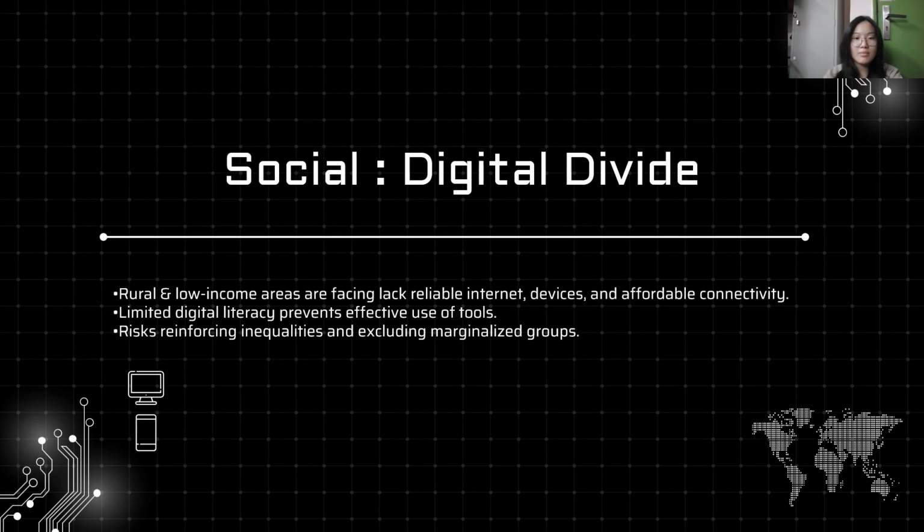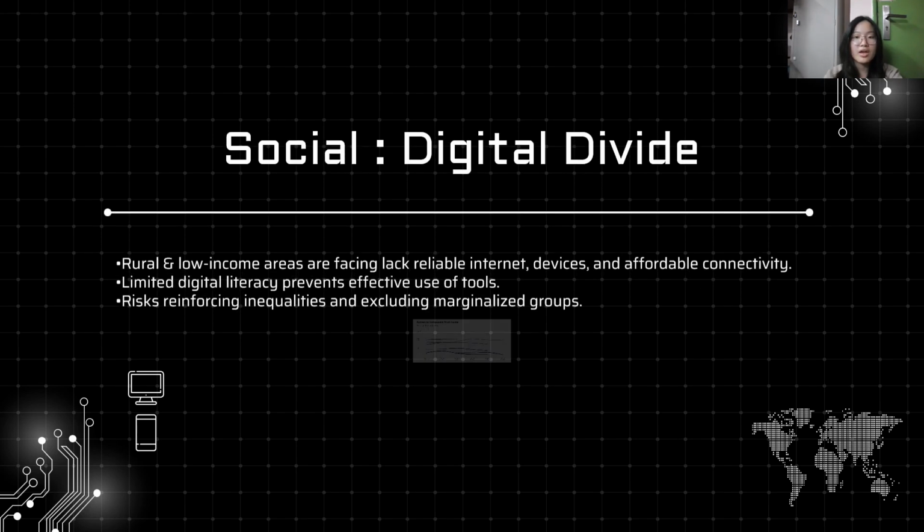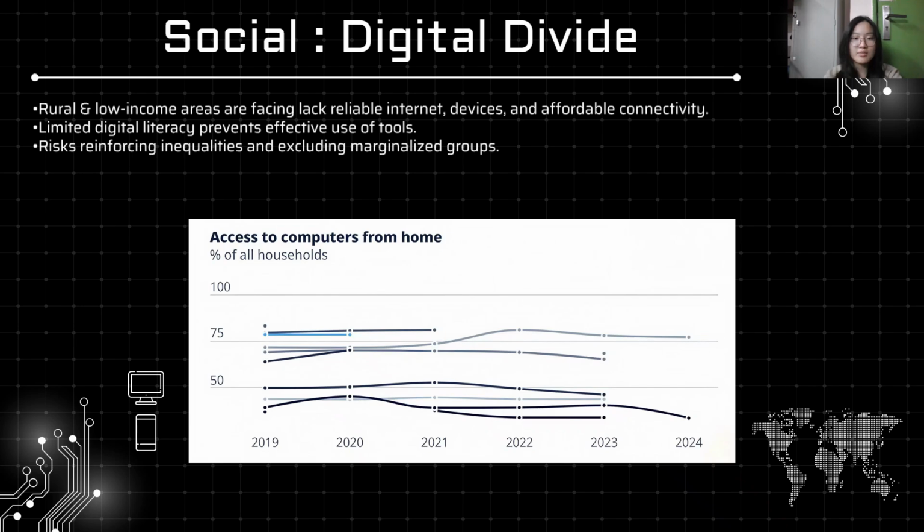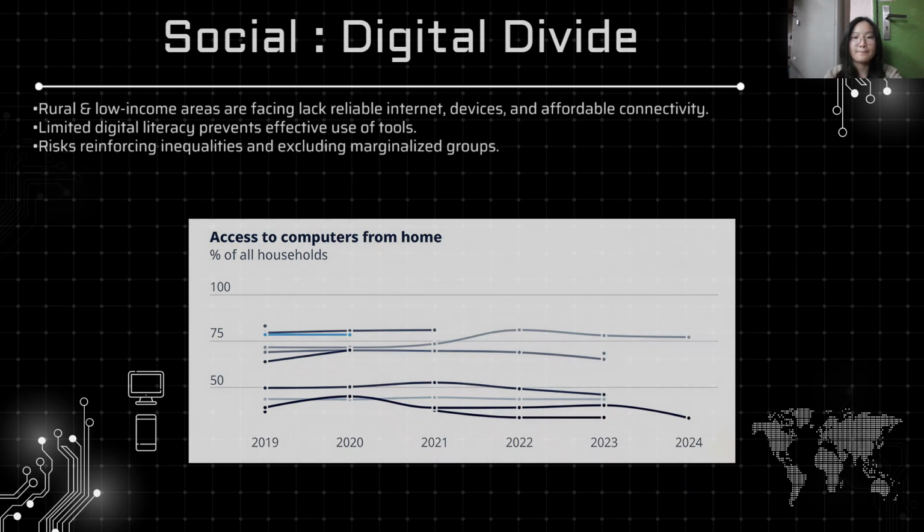First, the social category. A major challenge is the digital divide. Many rural or economically disadvantaged communities still lack reliable internet, devices, or affordable connectivity. Even when access exists, uneven levels of digital literacy mean people may not know how to use digital tools effectively. Research shows that in most countries, less than 80% of households have computers at home.